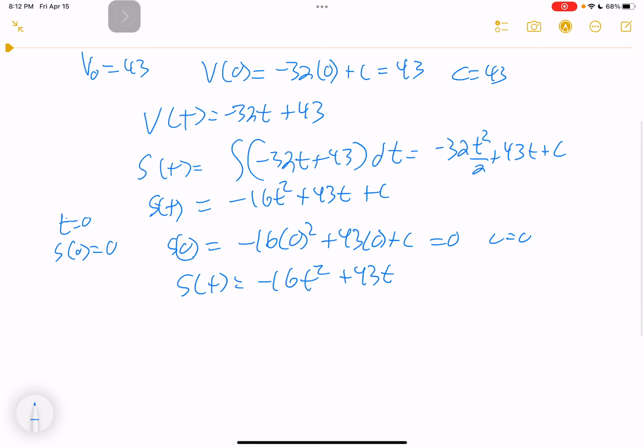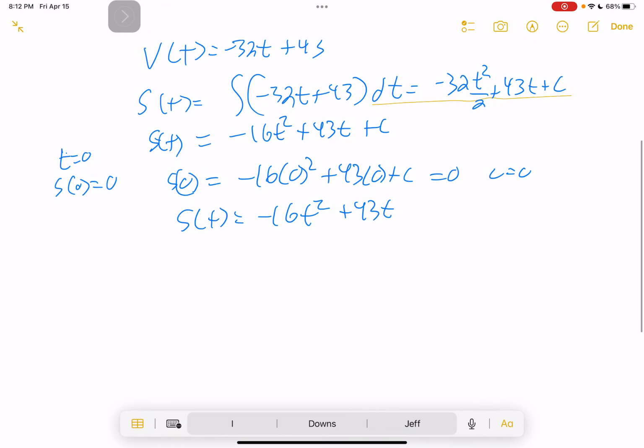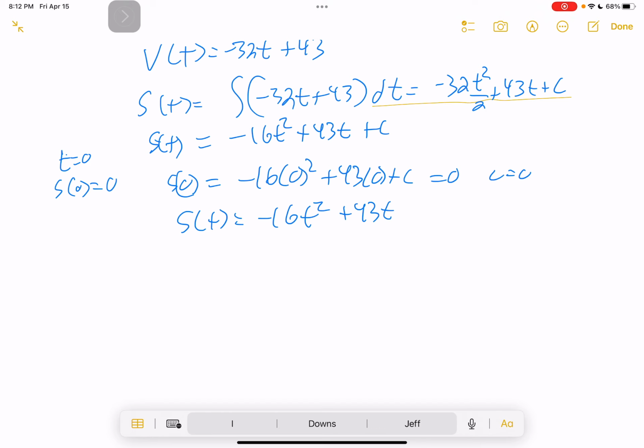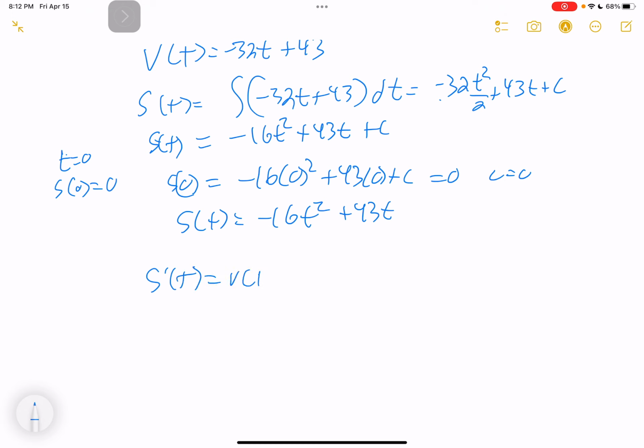Now we can use our calculus skills to come up with the max or the min, and that's by taking the first derivative. Now, we already had that first derivative. The s prime of t is our v of t, which was negative 32t plus 43. So we take that negative 32t plus 43 and set it equal to 0. So negative 32t equals negative 43. So t equals negative 43 over negative 32.